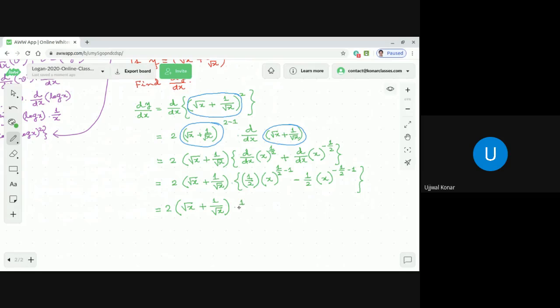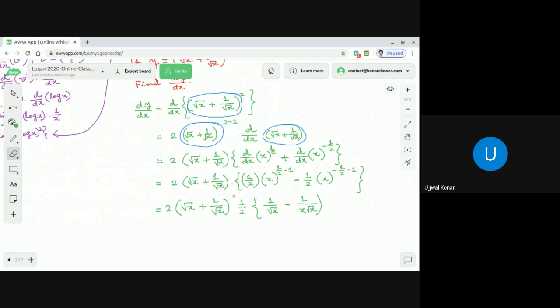We can take 1 by 2. Tell me, correct me in case I am wrong. What is that? x to the power minus 1 by 2, so I got 1 by 2 root x, that is 1 by root x, correct or not? So 1 minus x to the power minus 3 by 2, that means 1 by x to the power 3 by 2, so that means 1 by x into root x, correct? In fact, the second bracket is also not required, only the first bracket is sufficient.